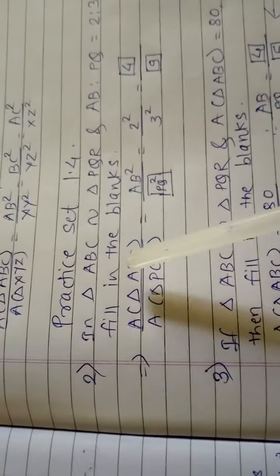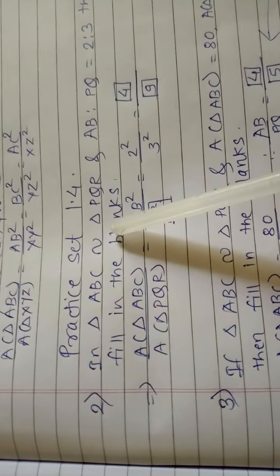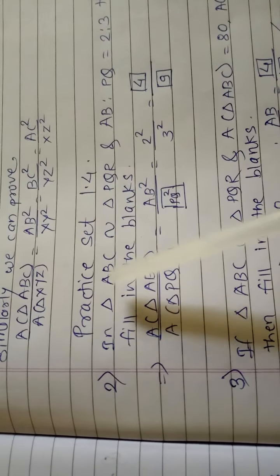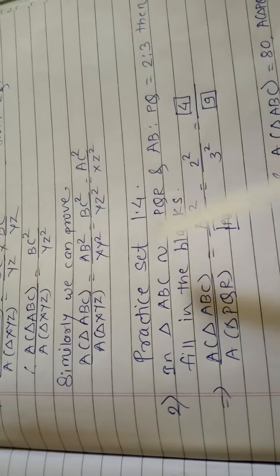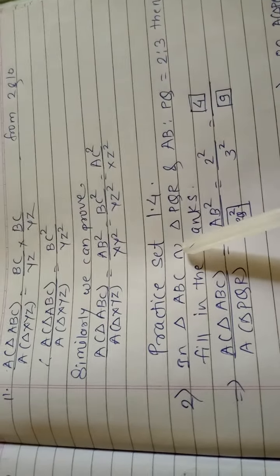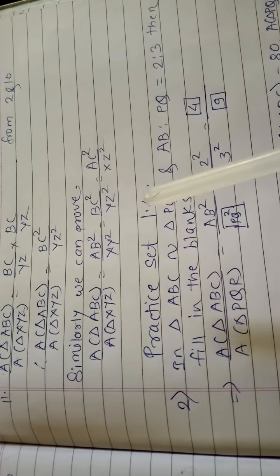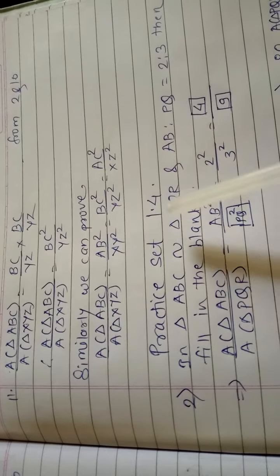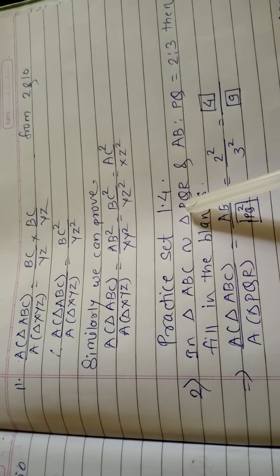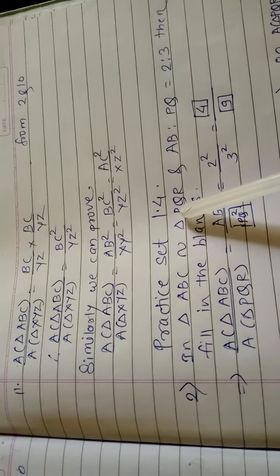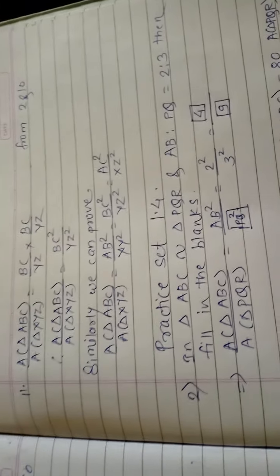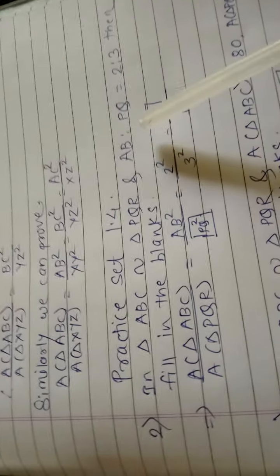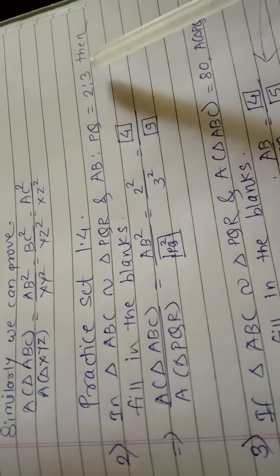Now we are going to start the practice set 1.4. First I am taking the second example. First example we see afterwards. So in triangle ABC, sorry, you have given that triangle ABC is similar to triangle PQR. ये दोनों भी triangle हमें similar दिए हैं. So हमें ये याद रखना है कि whenever two triangles are similar, their sides are in proportion and the ratio of areas of these two triangles is equal to the ratio of squares of their corresponding sides. So here we are given that AB is to PQ is equal to 2 is to 3.